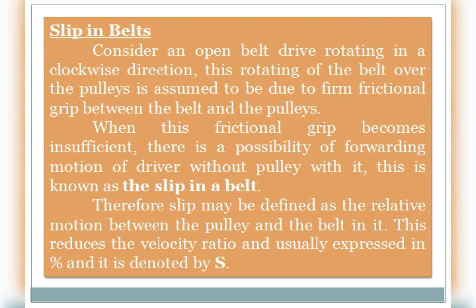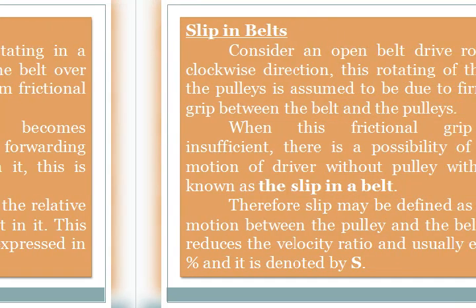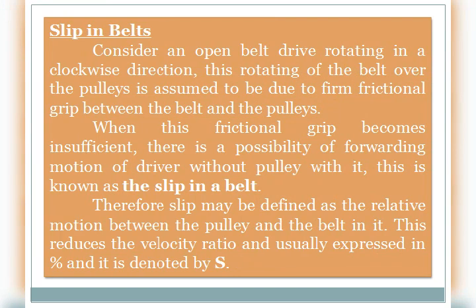Therefore, slip may be defined as the relative motion between the pulley and the belt. This reduces the velocity ratio and is usually expressed as a percentage and it is denoted by S. Here velocity ratio is nothing but the speed of the driver to the driven. If velocity ratio is less, automatically it is going to affect the power transmission. If slip is there, it is a severe or serious problem. In case of belt drives, we try to reduce this slippery region.